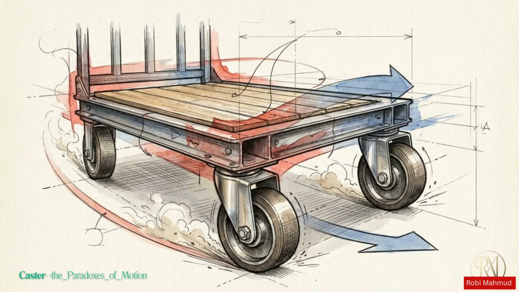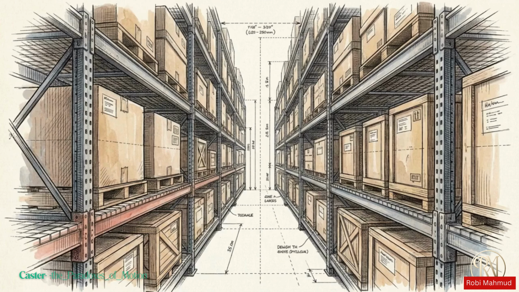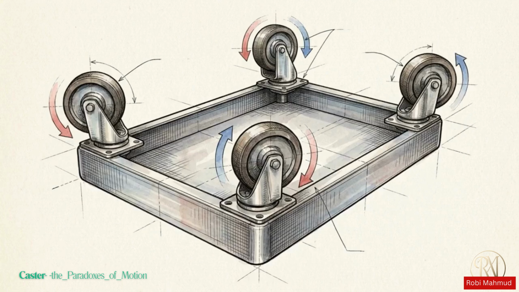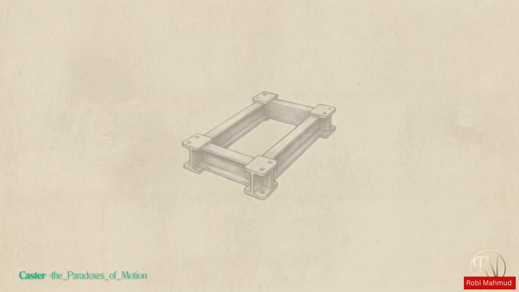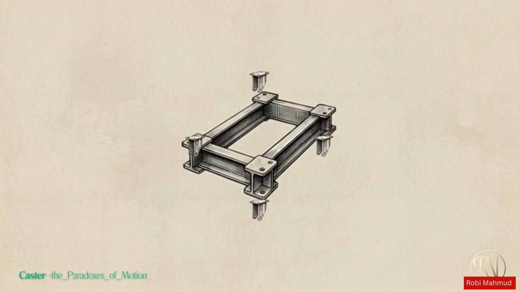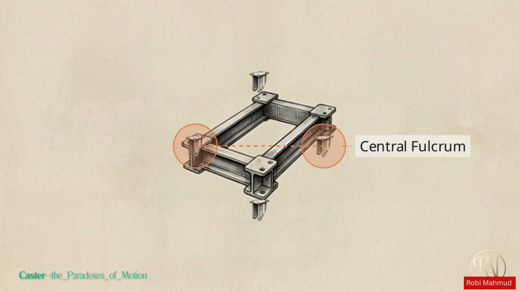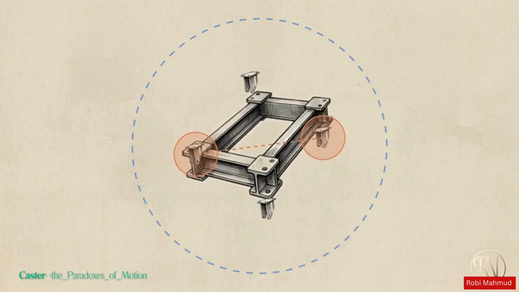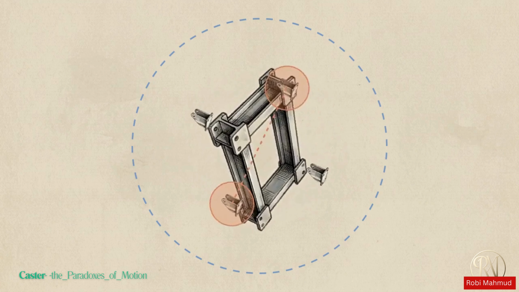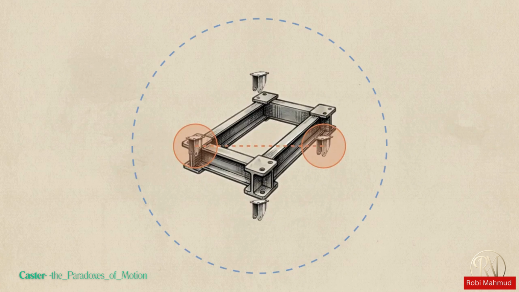Once a load is in motion, the physics shift again, this time to the mechanics of steering and stopping. To make a heavy cart maneuverable in a narrow warehouse aisle, the standard assumption is that you need swivel casters on all four corners. This layout shows a more precise alternative, the diamond arrangement. By using 4 rigid casters and mounting the center pairs slightly higher than the ends, the cart gains a central fulcrum. This allows a massive piece of equipment to pivot 360 degrees within its own footprint.